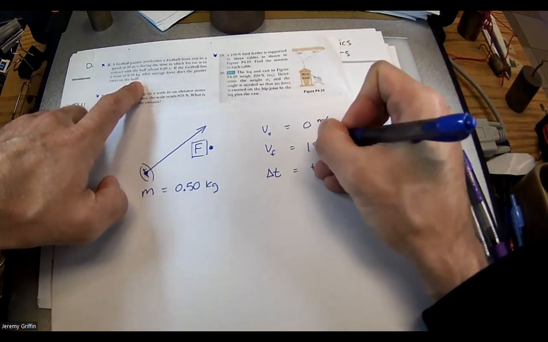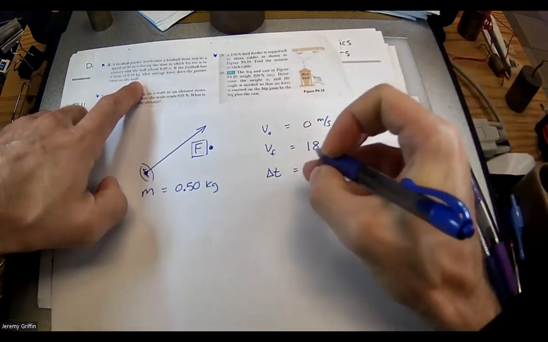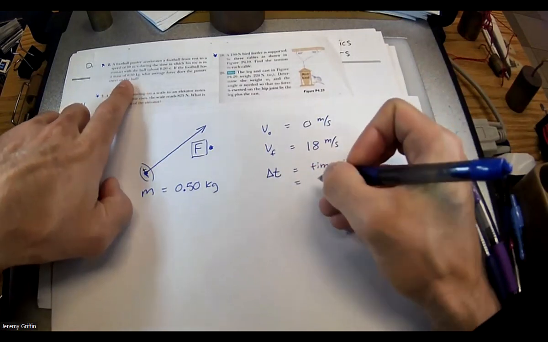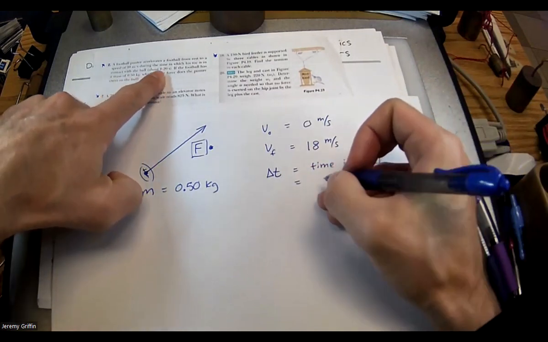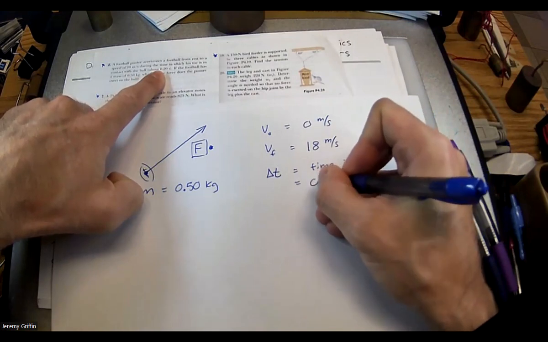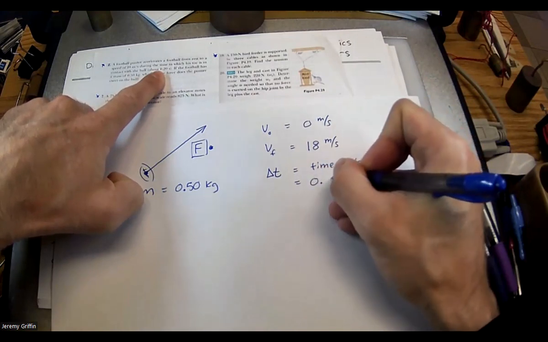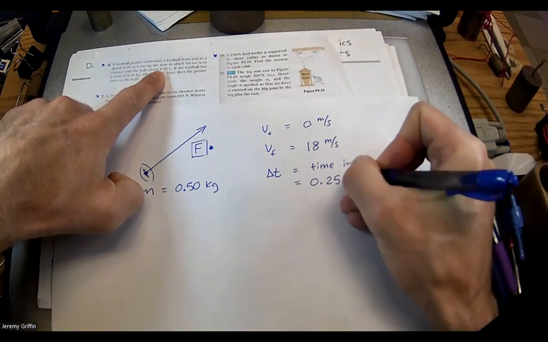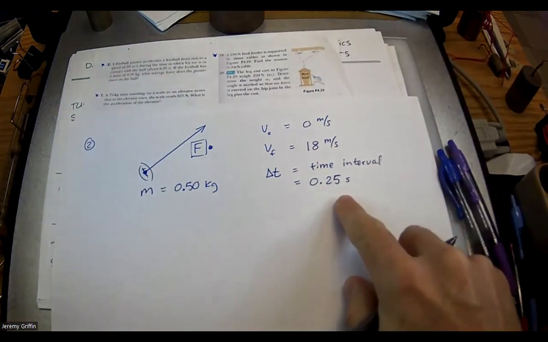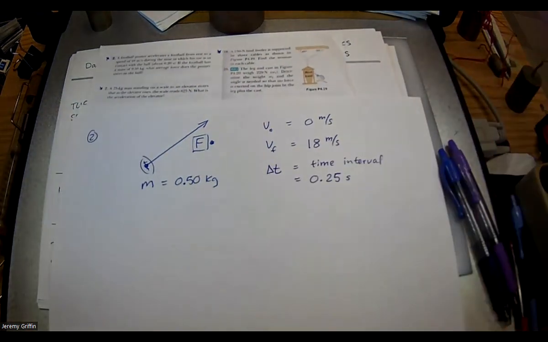I'll do 18 meters per second. Why not? Okay. And I'm going to have my time interval as being... well, they used 0.2 seconds. Maybe I'll go 0.25 seconds, something like that. Okay, so a little bit longer interval of time, but also faster speed than the book gives you.